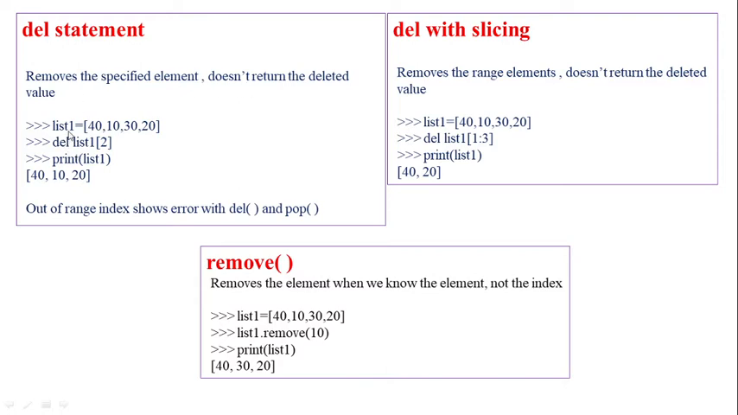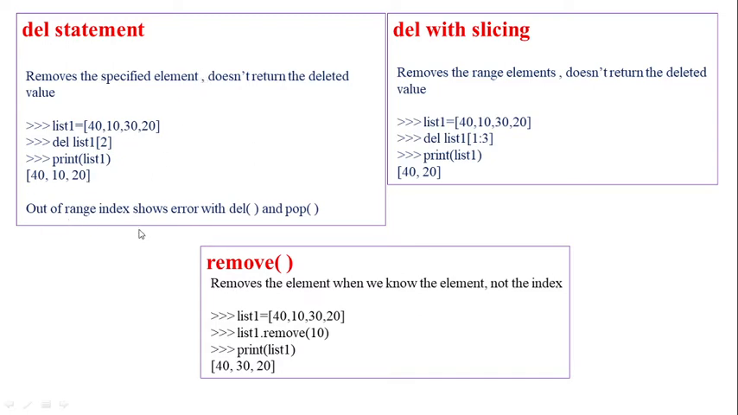Let's have an example. List 1 equal to 40, 10, 30, 20. Then del list 1 of 2. Del is a statement. List 1 is our list, and 2 is the index. The element at index 2 is 30, counting 0, 1, 2. So the element at index 2, 30, will be removed. But we know that the removed element will not be returned. So print list 1 prints 40, 10, 20. 30 is already removed.